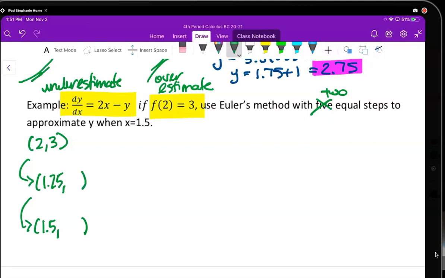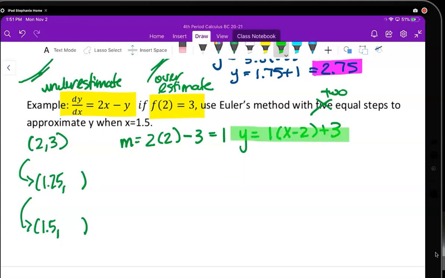Okay, all right. So I'm going to start by writing an equation of the tangent line. I need the slope and a point. My slope is going to equal 2 times x, which is 2, minus y, which is 3. So my slope is equal to 1. The equation of my tangent line is going to be 1 times (x minus 2) plus 3. I took what I knew, my slope, and the point, and wrote a tangent line. I'm going to use this tangent line equation to approximate that y value.